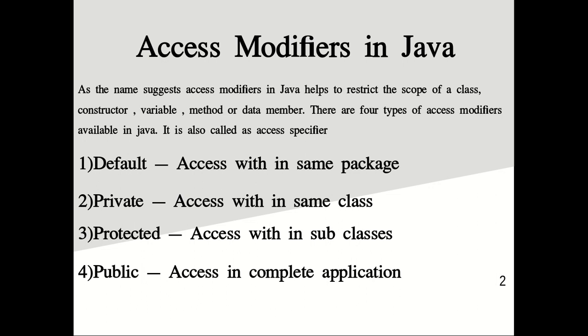To restrict the access of those entities, we use different keywords. There are some access specifiers defined in the Java programming language. The first one is the default access specifier. That means without specifying any access specifier or keyword, it is the default. The members defined with the default specifier are accessible within the same package in the programming language.